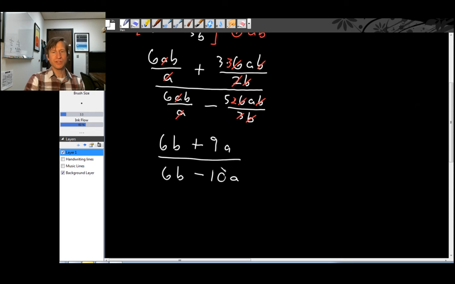All right, now we should see if this will simplify any more. There aren't any common factors in the numerator and the denominator. There's almost a common factor of 2, but this part over here, 9a, isn't divisible by 2. So there are no common factors, so this is as simple as it's going to get. So this is our final answer, 6b plus 9a over 6b minus 10a. If you're doing this problem online, your numbers will be different, but the ideas will be the same.